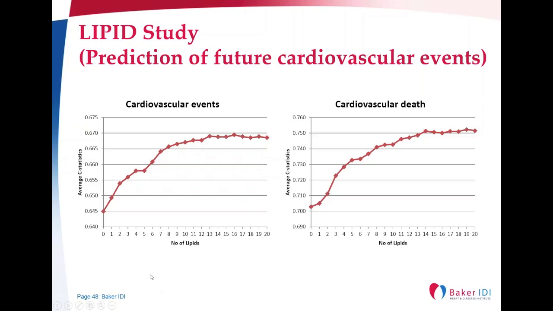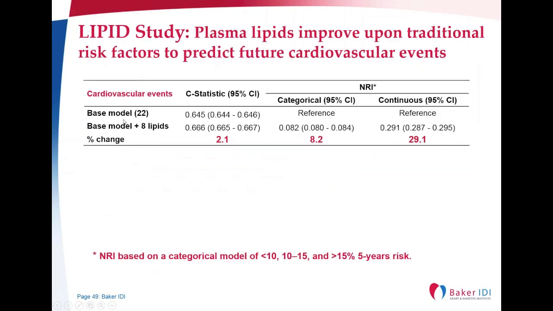For cardiovascular death, we get a similar profile. We can translate that into numbers, and so here we're looking at firstly our base model, and then our base model plus the 8 lipids which we identified as being the optimum in these particular analyses. We get about a 2% increase in the C statistic to predict cardiovascular events, and this correlates to an 8% improvement in the categorical NRI and about a 30% improvement in the continuous NRI.